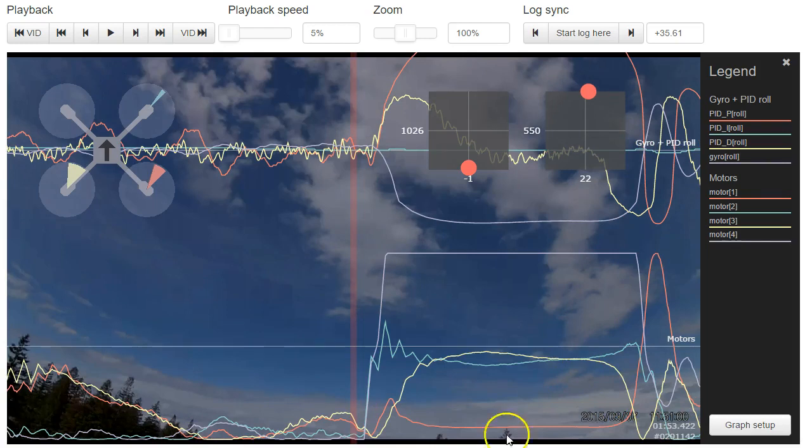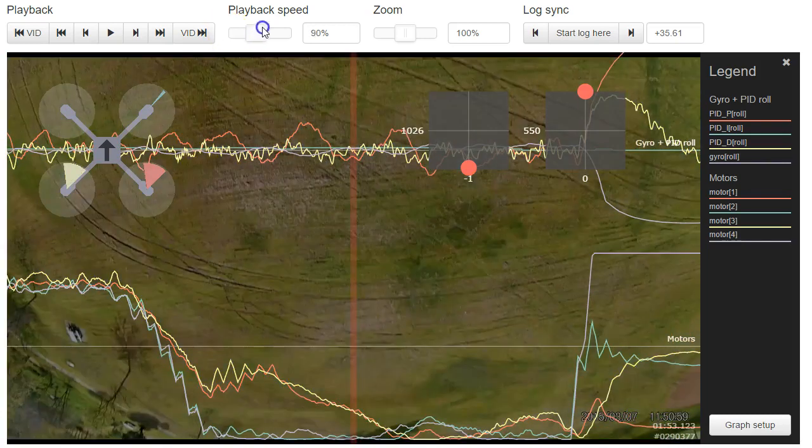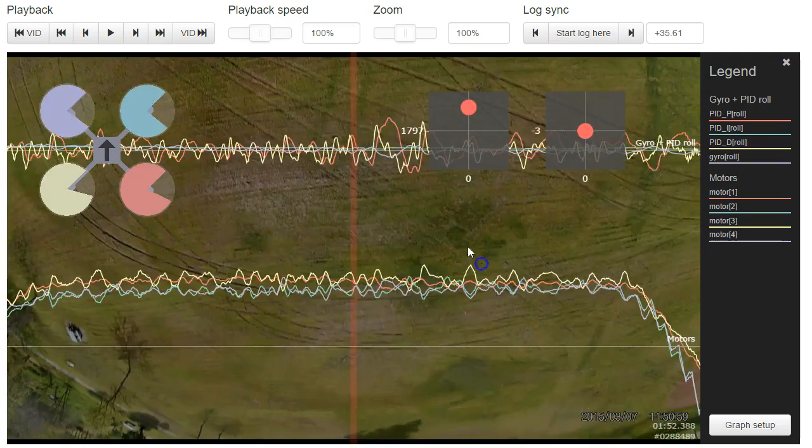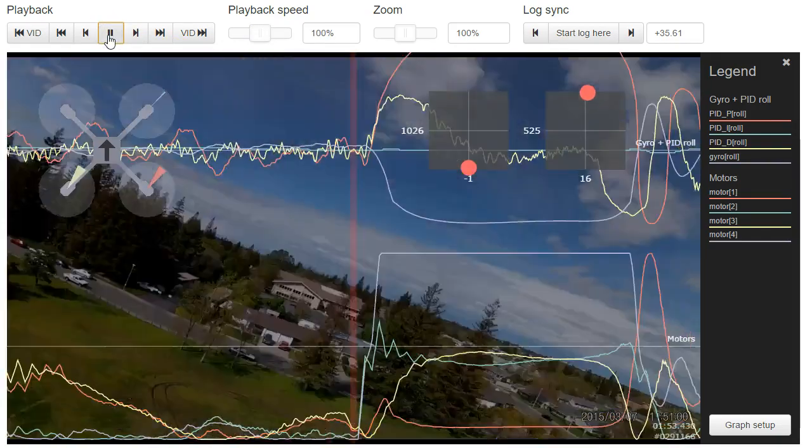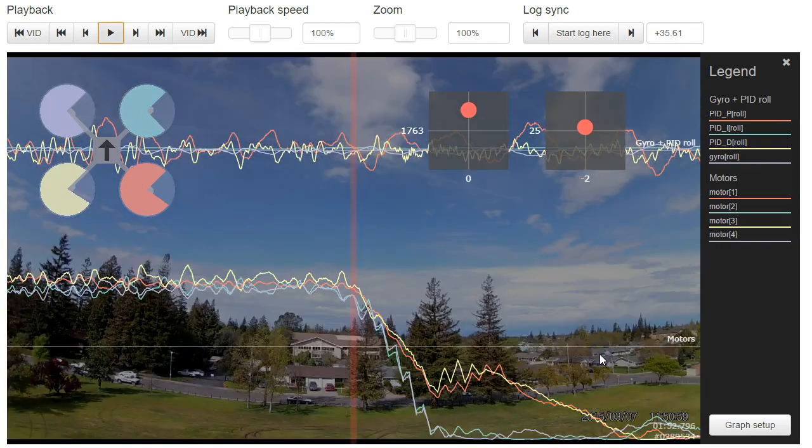Let's listen to it again. Let's go to 100%. Hello? Why do I have no audio? Audio.